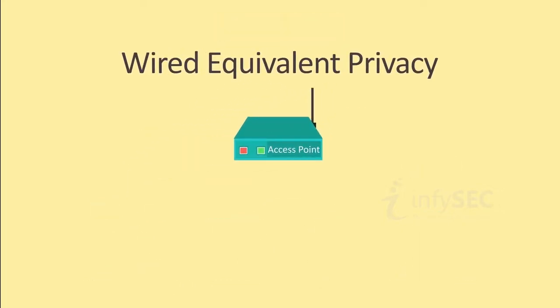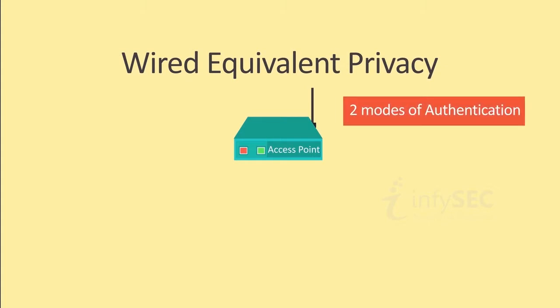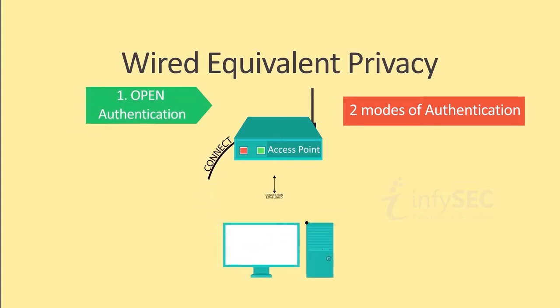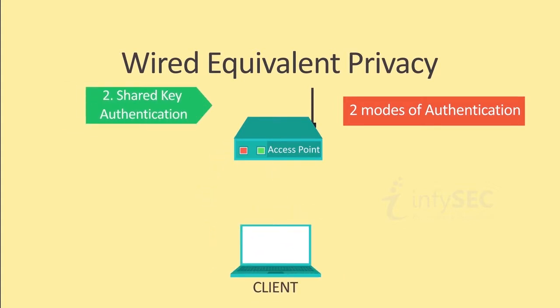WEP stands for Wired Equivalent Privacy. This uses 2 modes of authentication, where the first one is open authentication that requires no authentication, and the second one is shared key authentication. The authentication in shared key WEP involves 4 steps. 1. The client or station sends an authentication request, for which 2. The AP sends a clear text challenge. 3. The client then uses the packet key to encrypt the clear text and sends it back to the AP.